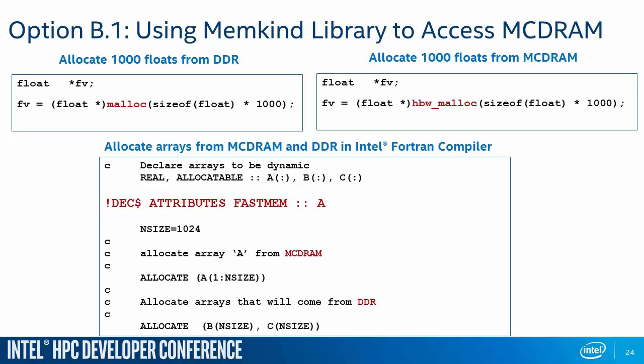Yeah. What if you compile for fastmem but you don't have it? Yeah, so there are a few different things. If you compile for fastmem and you don't link in the Memkind library, it will silently not use MCDRAM. So that's something to be aware of. If you use that attribute and there's no MCDRAM available, it'll just allocate it to DDR. I believe that's how that works. Yeah, that's exactly what will happen.